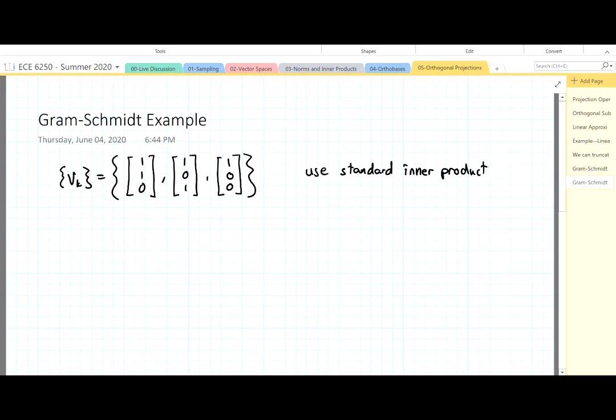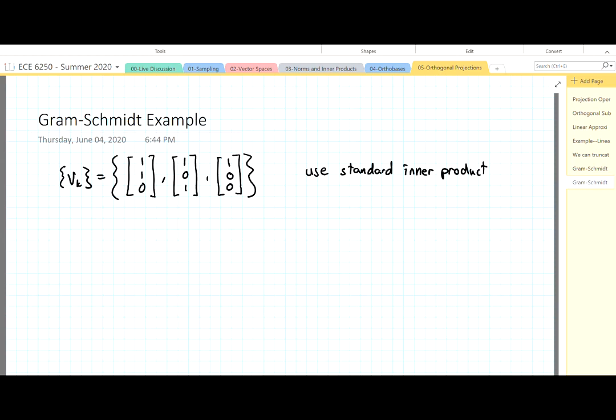Now, since it spans R3, you might be tempted to say, aha, I know a basis for R3: 100, 010, and 001. And depending on how you did this, that's what would come out. Or, if you do it a different way, it won't.